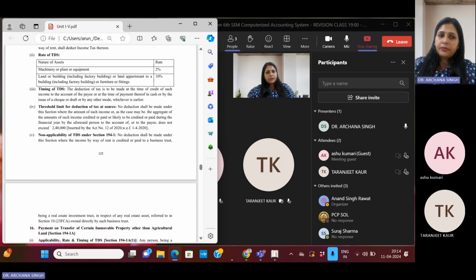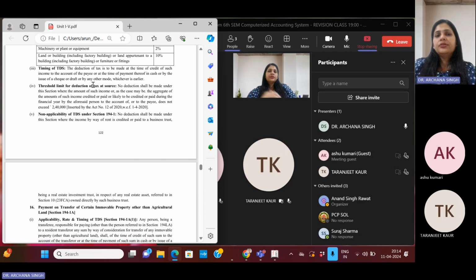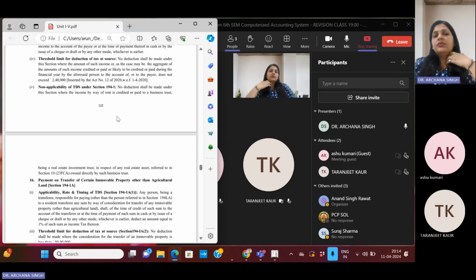And timing, when you make payment, whether cheque, draft or cash, whichever is earlier will be the timing. Then what will be the threshold limit? It should not exceed 2,40,000 rupees, meaning not more than that. If it exceeds 2,40,000, this is the threshold limit, then TDS will be deducted. And non-applicability: no deduction shall be made under this section where income by way of rent is credited or paid to a business trust या फिर being a real estate investment trust in respect of any real estate asset referred to in section 10(23FCA) owned directly by such business trust.